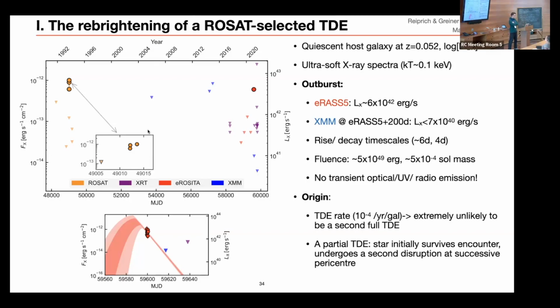To go back to the origin, then we think it's also likely to be a partial TDE, where the star has survived an initial encounter and then has undergone a second return to pericenter, another return to pericenter, and been disrupted again. And so even though the recurrence time scale here is about 30 years, it's likely that it's actually a shorter recurrence time scale, but we've just missed the bursts in between. Because it would be super unlikely for us to have been observing the system at the right time, if it is a 30-year recurrence time scale.